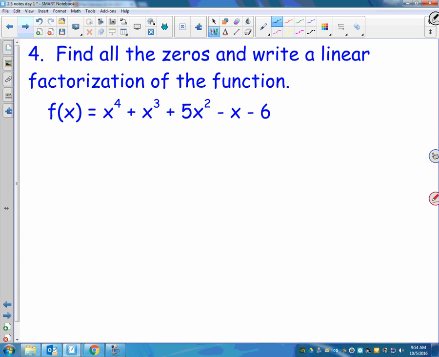Find all the zeros and write a linear factorization of the function. You have to make sure you read the directions. If it just says find the zeros, your answers are just x equals 2, x equals 3. But if it says write a linear factorization, you have to write it out as a product of the factors, okay? This one is just like one that we did on the test, where it was an x to the 4th, and I only asked you to find the rational one. But now I say find all the zeros, which means even if they're imaginary, you have to find them all. And if this is a degree 4 function, how many answers should I have? 4. Because it's degree 4.